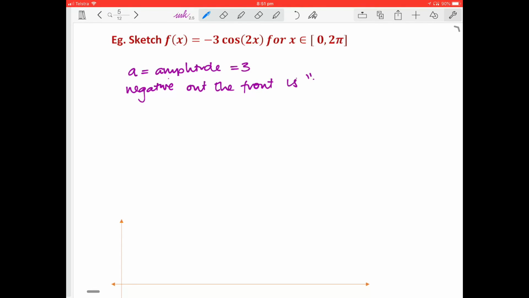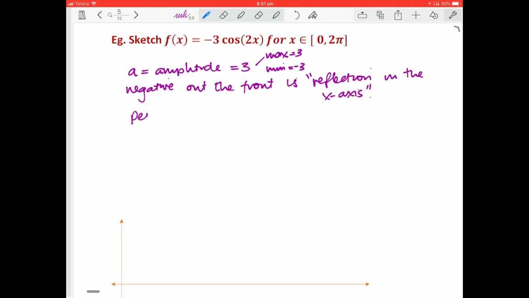It is a reflection in the x-axis. So we know the graph will be turned upside down. So we've got our amplitude. So we know our max is 3. Our min is negative 3.